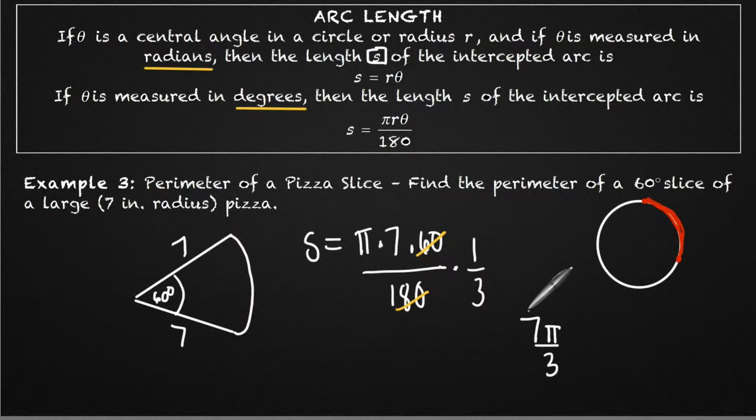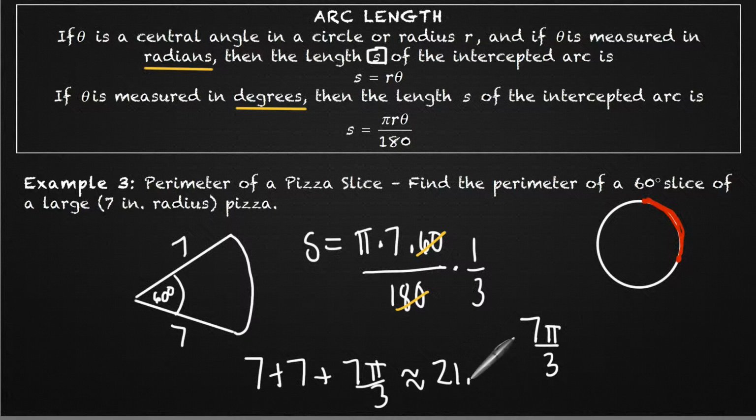And many people will put this answer down, not realizing that the perimeter is the sum of all the sides. So this side, and this. So that's going to be 7 plus 7 plus 7 pi over 3. And as a decimal, that's going to be approximately 1.33. And because it is perimeter, we'll put some units on there, inches, and essentially that's all there is to using the arc length formula.